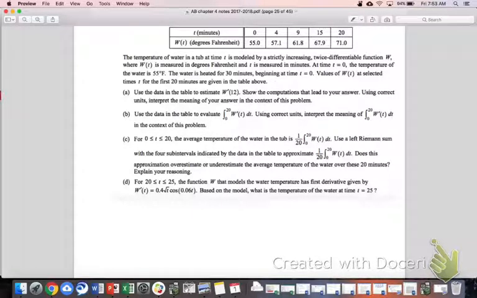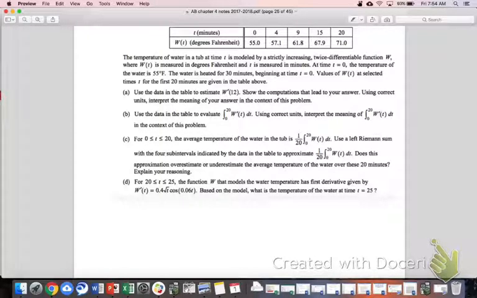All right, so it says the temperature of water in a tub is modeled by a strictly increasing, twice differentiable function W. Whenever you see something like strictly increasing or maybe strictly decreasing, they're probably wanting you to do something with that later, so consider that. W is measured in degrees Fahrenheit. T is measured in minutes. At T equals 0, the temperature is 55 degrees Fahrenheit. You can see that reflected in the table above.